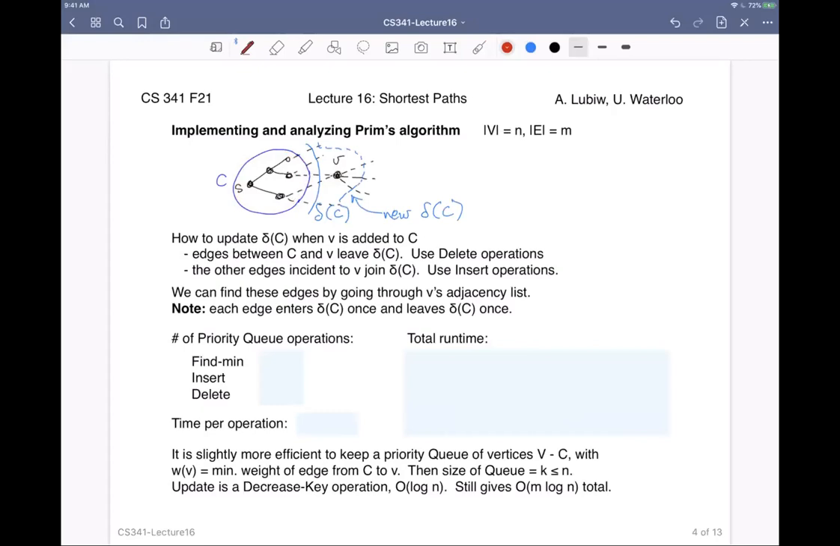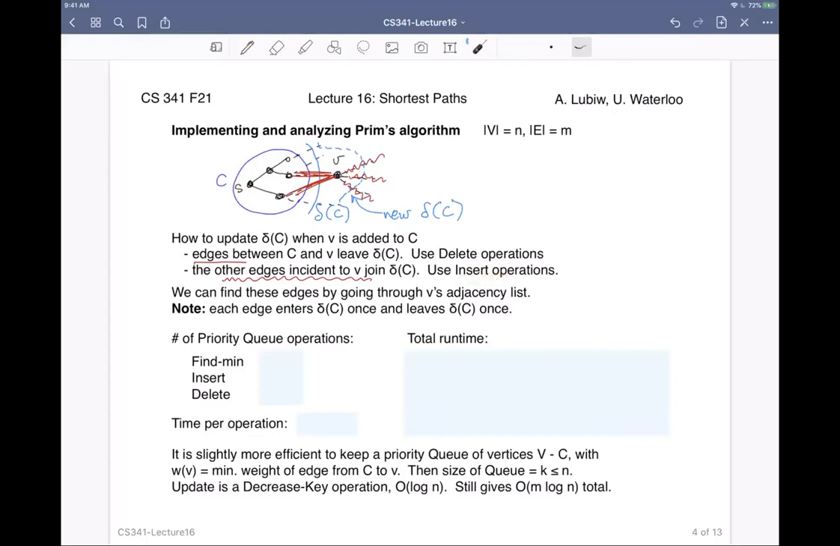So the edges that have to leave my boundary set are these ones. The edges that go between C and the vertex V are the ones that leave my boundary set. And so I use delete operations to get rid of those from my current priority queue. On the other hand, the other edges incident to V, and I wish I had a third color, but I don't, so let me draw these with squiggly lines. The other edges incident to V, and that would be these ones, are the ones that join the boundary set. They're part of the new boundary set. And for those, we're going to use insert operations.